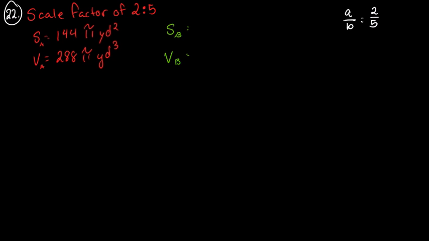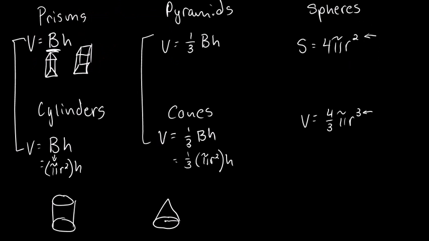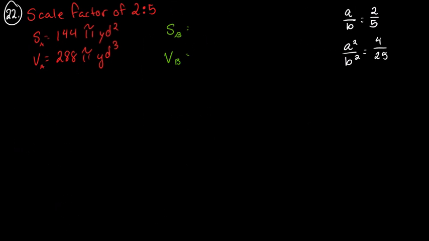Now when we are dealing with surface area, we need to square those because area is squared. So that's going to be 4. 2 squared is 4, and 5 squared is 25. If we're dealing with volume, volume is cubed. So I need to cube: A cubed over B cubed. So that means I need to do 2 times 2 times 2, which is 8, and 5 times 5 times 5, which is 125. So we're going to be using each one of these if we're talking about surface area or volume. And we're going to use those to set up a proportion.